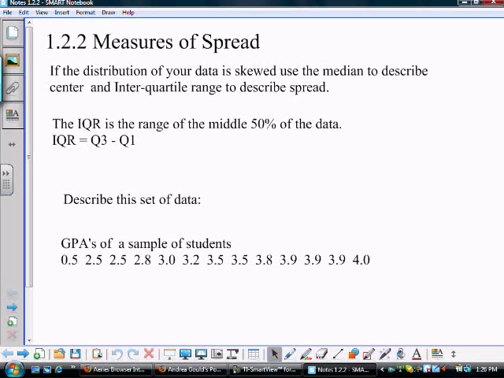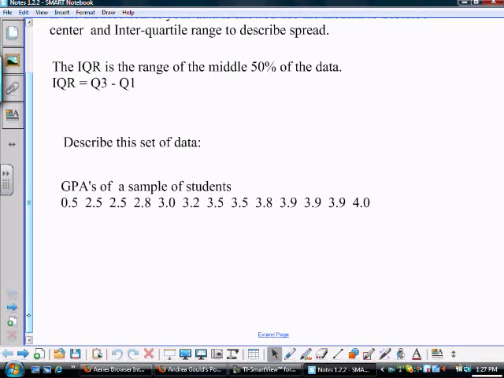So, if your data is skewed, then we're going to use the median to describe the center, and what's called the interquartile range to describe the spread, not the range, the interquartile range. The interquartile range, abbreviated IQR, is the middle 50% of your data. It's the range of the middle 50% of your data, and it is Q3 minus Q1. So it's the third quartile minus the first quartile. We're going to calculate those things again from some data right here.